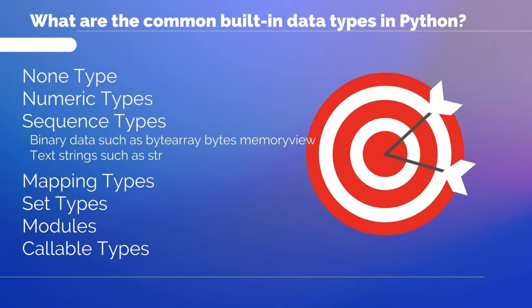A mapping object can map hashable values to arbitrary objects in Python. Mapping objects are mutable and there is currently only one standard mapping type, the dictionary. Currently, Python has two built-in set types: set and frozenset. Set type is mutable and supports methods like add and remove. Frozenset type is immutable and can't be modified after creation. Note that set is mutable and thus cannot be used as a key for a dictionary. On the other hand, frozenset is immutable and thus hashable and can be used as a dictionary key or as an element of another set.